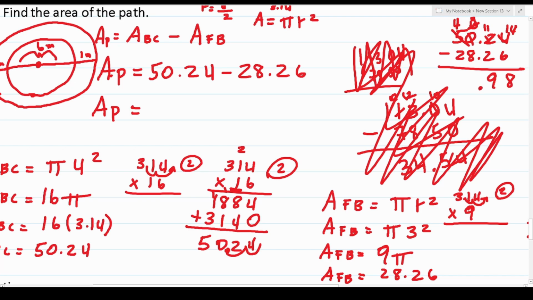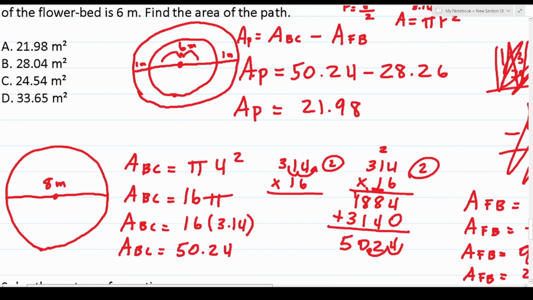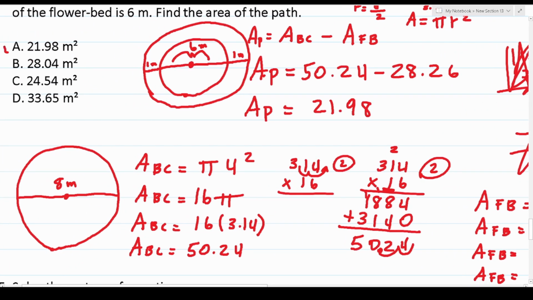Drop down your decimal in place. 9 minus 8 is 1, and 4 minus 2 is 2. So the area of just the path is going to be 2198, which is answer choice A. And of course, that's going to be meters squared. Okay, so that's that one.